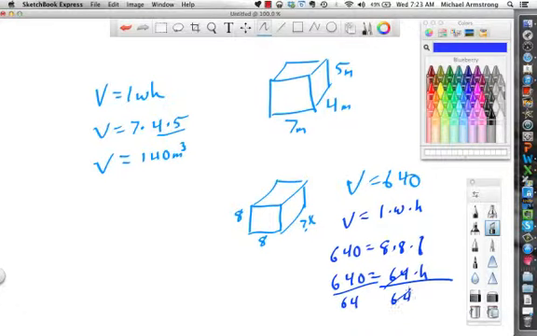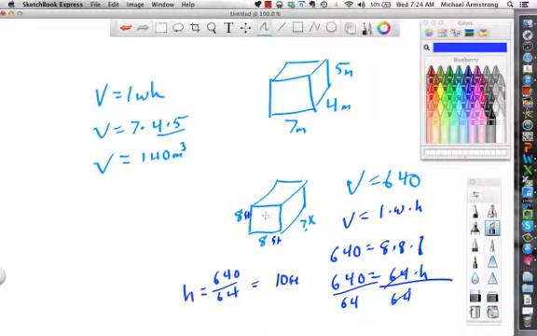And then this 64 cancels out, so that the length is equal to 640 over 64, and most of you guys will figure out right away that that's 10. If you multiply 64 times 10, you get 640. And so the length is 10. I suppose we could say feet or units, and that's how you do it.